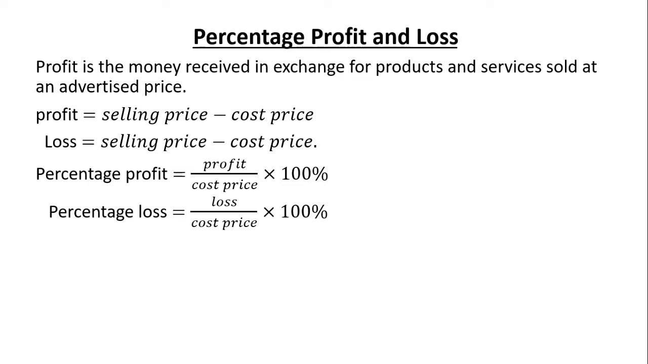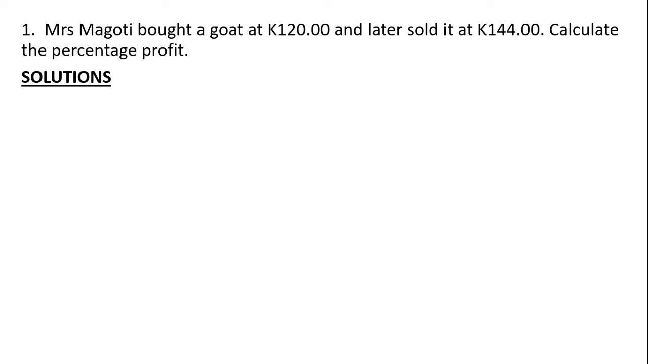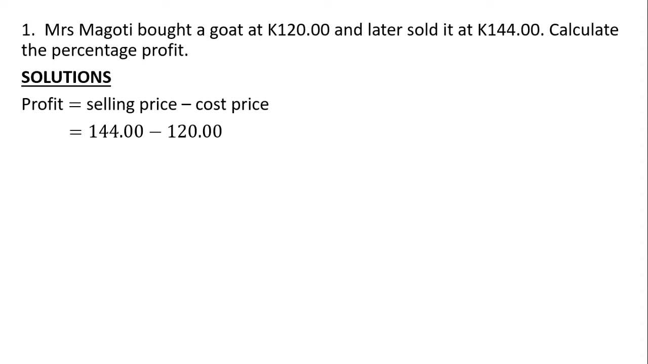Let's look at some examples. Mrs. Magoti bought a goat at 120 kwacha and later sold it at 144 kwacha. Calculate the percentage profit. So we are going to say profit equals selling price minus cost price. We substitute the selling price, 144 kwacha, since the question says she later sold it, minus the cost price, 120 kwacha, which she used to buy the goat. When you subtract 144 minus 120, you get 24.